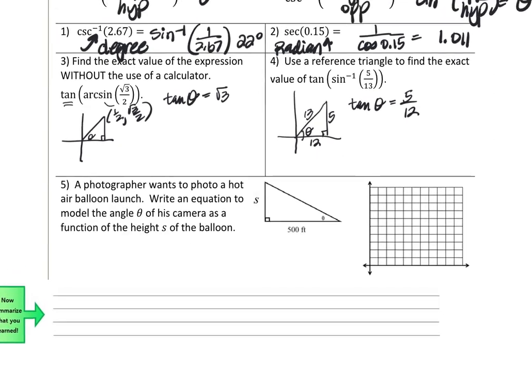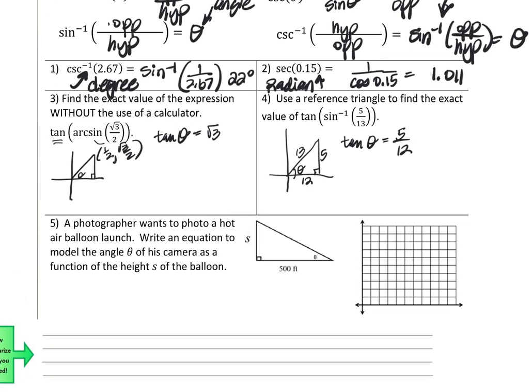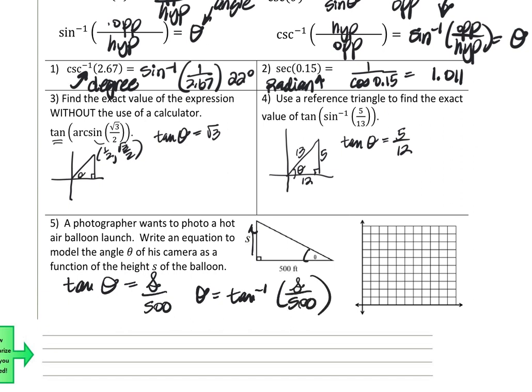Okay, let's look at this last one. A photographer wants to photo a hot air balloon launch. Write an equation to model the angle theta of his camera as a function of the height s of the balloon. All right, so here's theta, there's s, and the balloon's going up, obviously. So tangent of theta is equal to s, I'm going to write it capital and cursive, over 500. So I would say theta is the inverse tangent of whatever s is over 500.